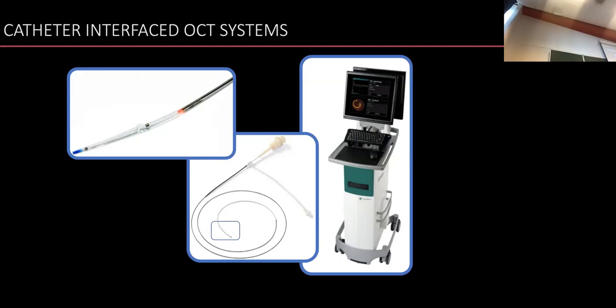We can do that from a system that's built in. In the tip you have something like this transparent part, where we do a pullback over 5 centimeters to create that image, and it's quite nice. Here you see an example of how that actually works. You see the probe here. The probe is 0.9 millimeter in diameter. It's quite small, so you can bring it down through almost any work channel of any endoscope, and it creates the pullback just by rotation.